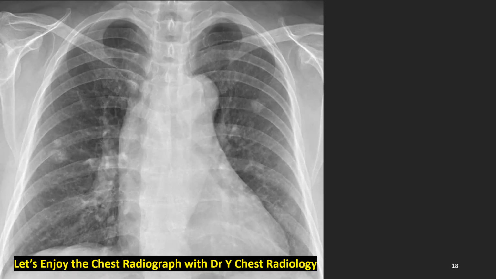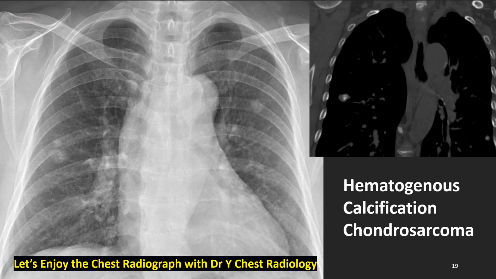How about this chest radiograph? Yes, his heart is big, cardiomegaly, and there are several variable-sized nodules. Do we see calcifications here, here, and here? Yes. This is coronal non-contrast CT. We see calcifications in the middle of the metastatic nodules. This is one of the hematogenous metastases showing calcifications, from chondrosarcoma.